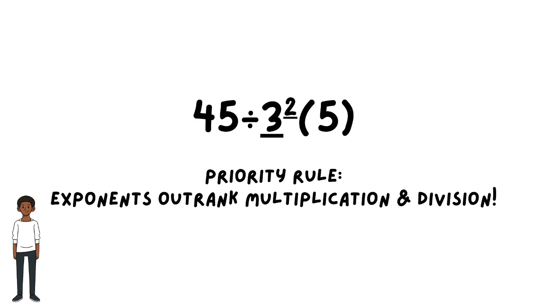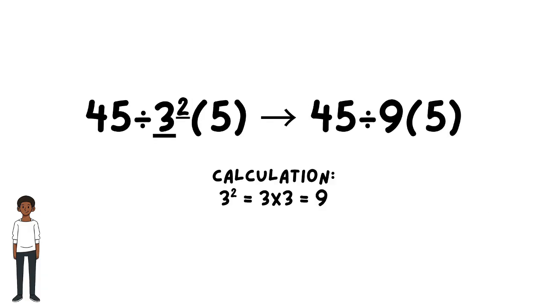Next in PEMDAS comes exponents. We need to evaluate 3 squared before performing any multiplication or division. Step 2. Evaluate 3 squared. 3 times 3 equals 9. Replacing 3 squared with 9 simplifies our expression to 45 divided by 9 times 5.